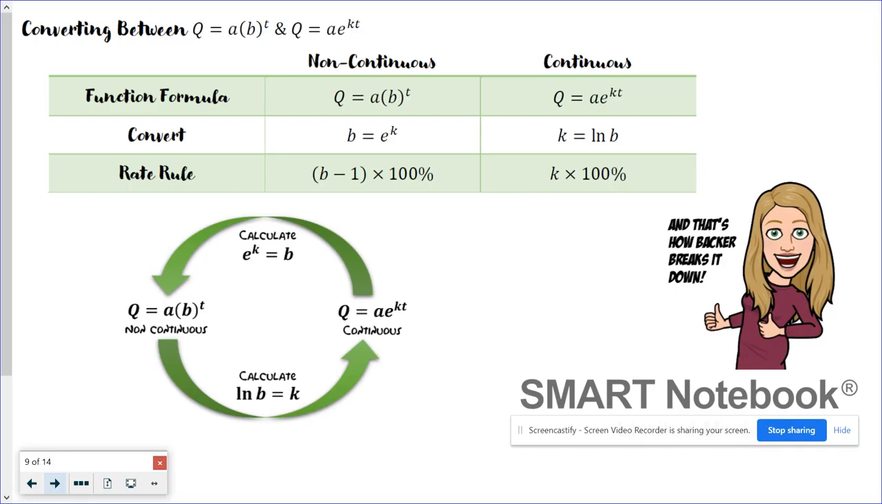It's all about a simple calculation. To go from continuous to non-continuous, simply calculate e to the k power. To go from non-continuous to continuous, simply calculate the natural log of b.